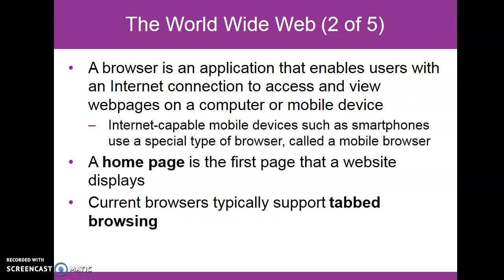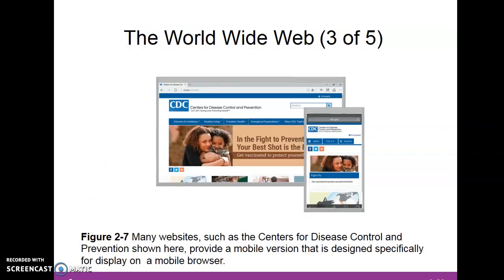A home page refers to the first page that is displayed on a website. A website's home page provides information about its purpose and content. Current browsers typically support tabbed browsing, where the top of the browser shows a tab for each web page you display, as shown in figure 2.7. Tabbed browsing allows users to have multiple home pages that automatically are displayed when the browser runs. Users also can organize tabs in a group and save the group as a favorite. So this is the example.